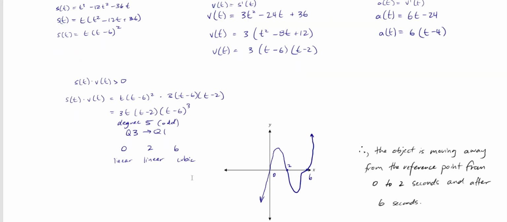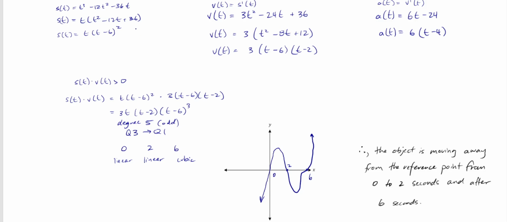Okay, so I chose to do this as a graph. It's degree 5, so it's an odd degree function, and it's got a positive leading coefficient, so it's going from Q3 to Q1. It has 3 zeros at 0, 2, and 6. 0 and 2 are linear zeros, as you can see, it passes through linearly, and 6 is cubic.